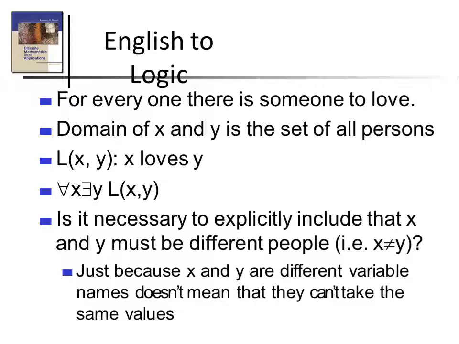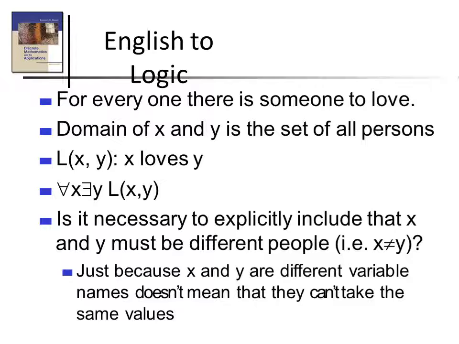What is the statement for everyone? That is for all x. There is someone. Again, there is some, which means both quantifiers, universal and existential, should be used. For every x, someone to love means some people love someone. Not everyone loves everyone. Some people love some people.